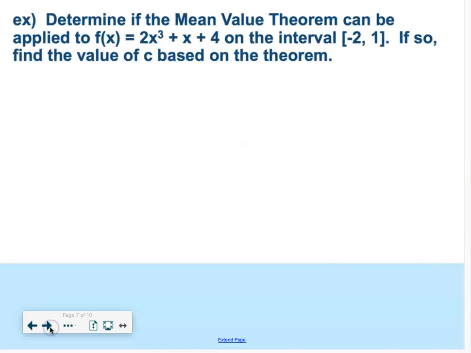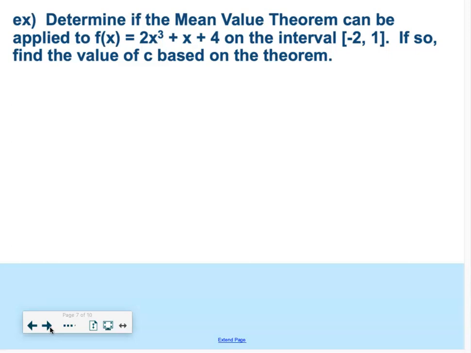Okey-doke. Little practice. So first simple practice problem. Determine if MVT can be applied to f of x equals 2x cubed plus x plus 4 on the interval from -2 to 1. If so, find the value of c based on the theorem. What's the first thing you have to check?